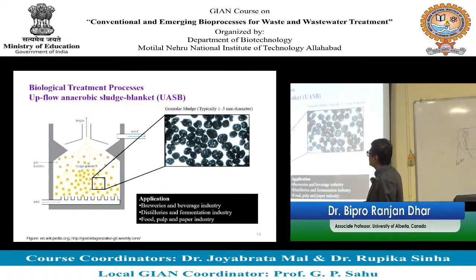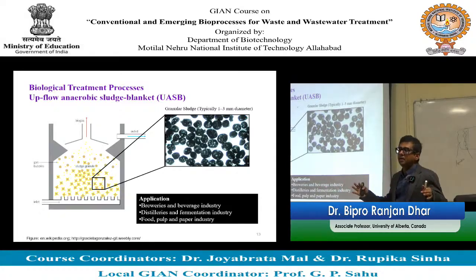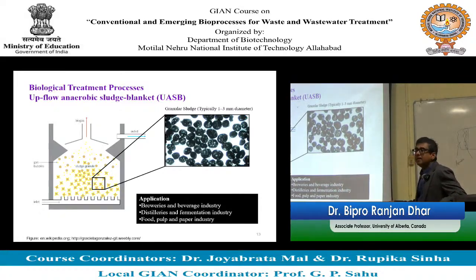The wastewater enters the system from the bottom and passes through the dense bed of sludge granules, where microbes anaerobically degrade the organic compounds and produce biogas. The biogas leaves the system, the effluent also leaves the system, but at the top you have a deflector that makes sure the granules are retained in the system and do not leave. So this is the unique design of the UASB reactor.